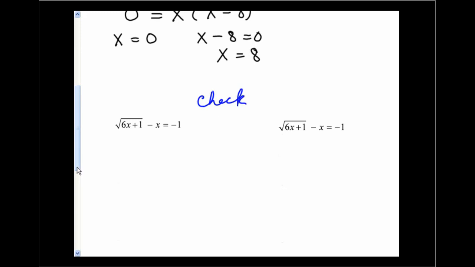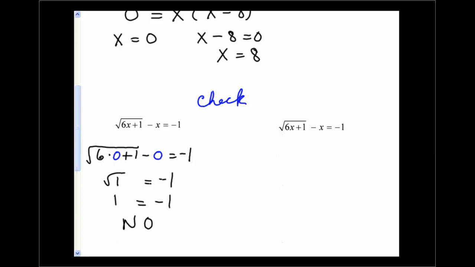So in the first equation, let's substitute 0 for the x. So we'll have the square root of 6 times 0 plus 1, minus 0 equals negative 1. So we end up with the square root of 1 equals negative 1. And since this is the principal root or positive root of 1, we end up with 1 equals negative 1, which, no, this is not true. So what that means is our solution that we got of x equals 0 does not check. It's extraneous, so that will not be part of our solution.